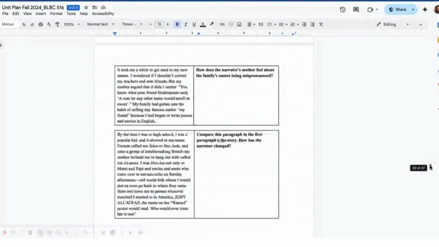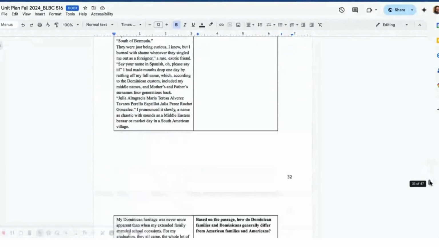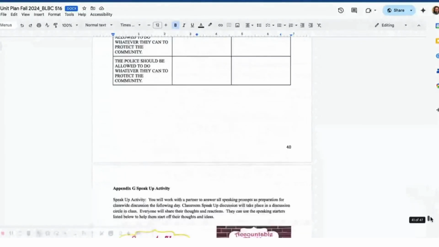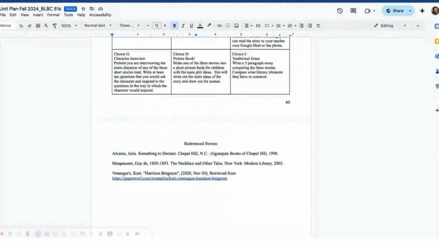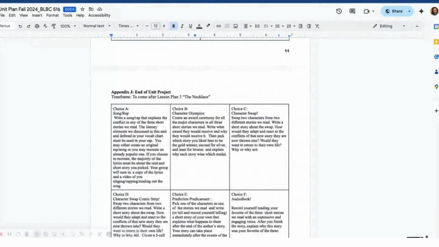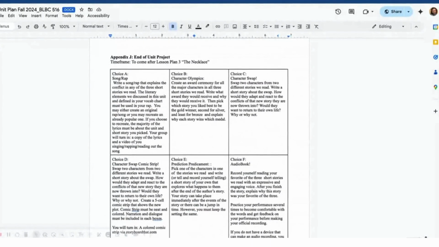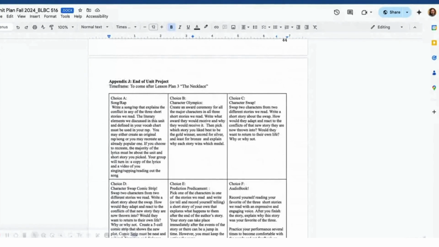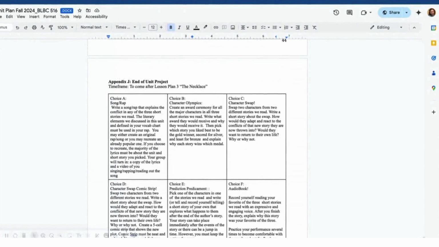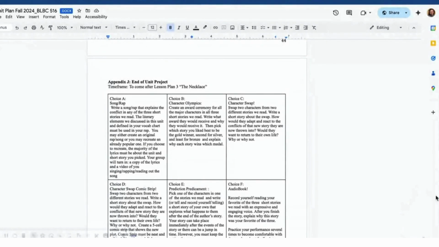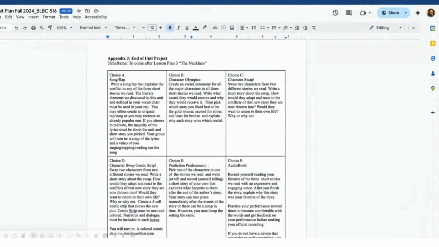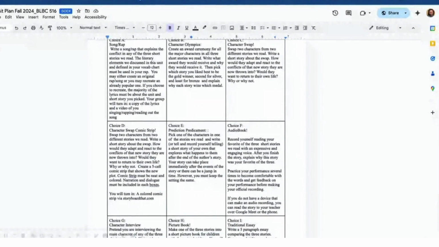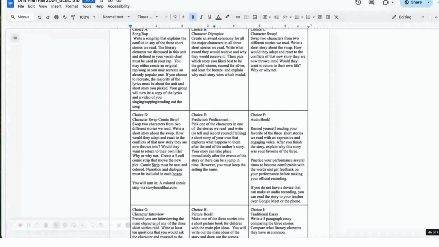But then I also have all the worksheets down at the bottom of this unit plan. But the one thing I did want to show is the end of unit project, which is a choice board for my students. This comes after they've read the 3rd short story, and they get to pick one of these options on how they want to showcase what they learned. So for the first choice, it's a song or a rap. They can write a song or a rap that explains the conflict in any of the 3 stories that we read that really stood out for them.